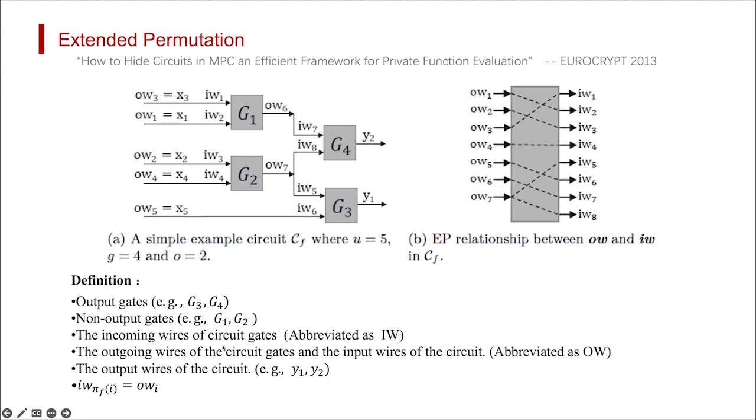The incoming wires of circuit gates are abbreviated as IW. The outgoing wires of circuit gates and the input wires of the circuit are abbreviated as OW. The output wires of the circuit in figure A are Y1 and Y2. Figure B shows the EP relationship between OW and IW. We represent the EP relationship by pi f.